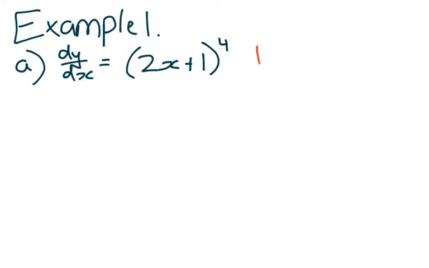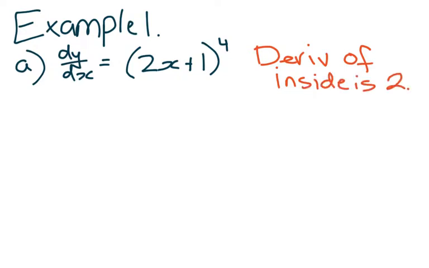So the first thing that I'm going to note is that the derivative of the inside, so I'm just going to write here, deriv of inside is 2. So what that tells me now, when I have to put it into an integration with an integration sign, I'm going to do 2 brackets 2x plus 1 to the power of 4 dx.